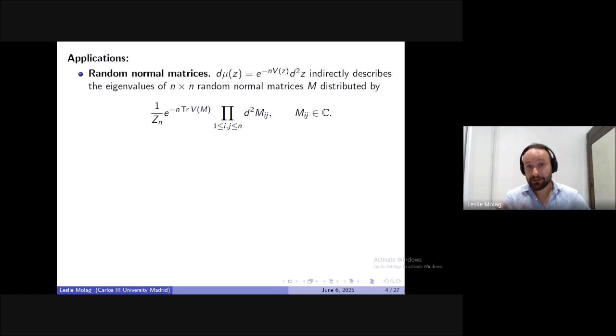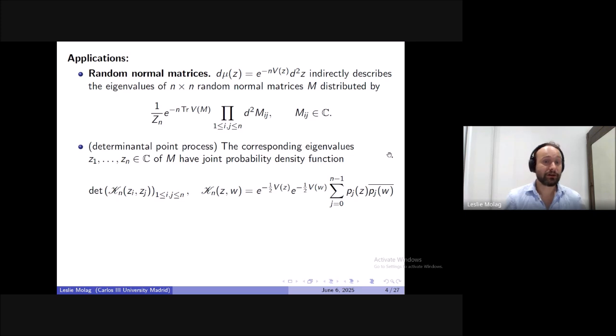These matrices are random, which also means that their eigenvalues are random. These eigenvalues can be described by a joint probability density function. If you consider these eigenvalues, let's call them z_1 up to z_n, then the corresponding joint probability density function is given by this expression here. This is a determinant of an n by n matrix, and the components of this n by n matrix are all constructed with the same function K_n of two variables.